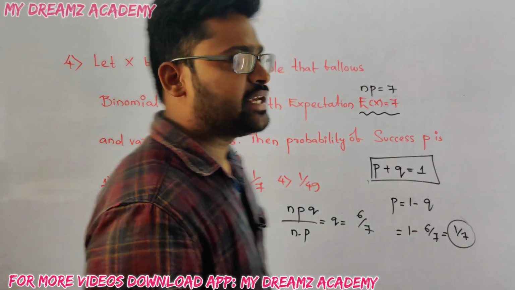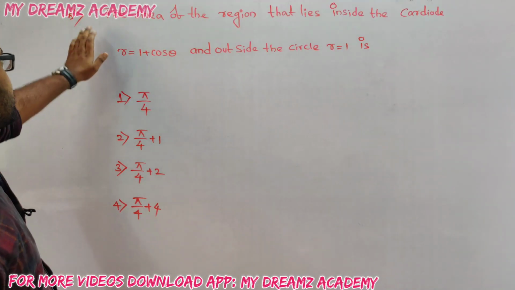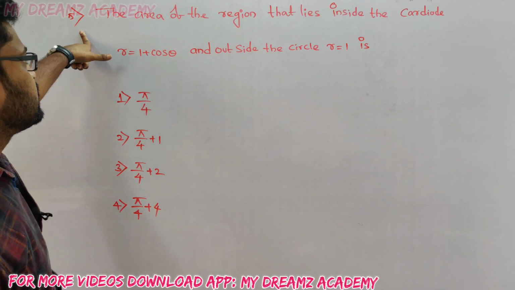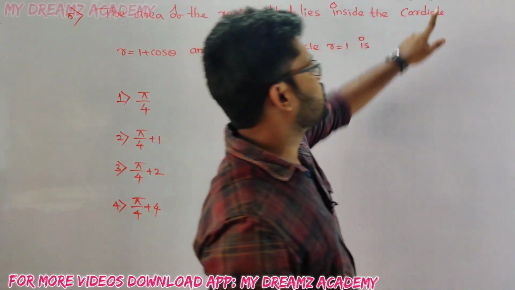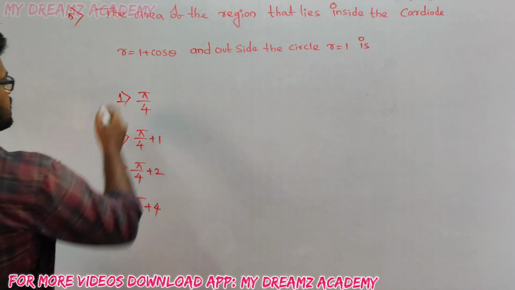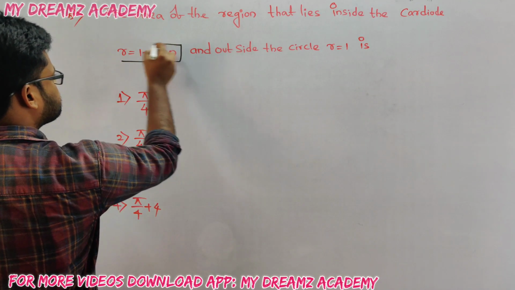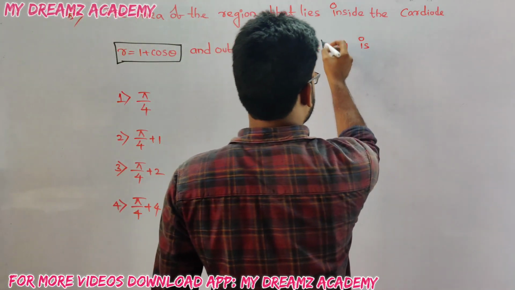Now we are going to see question number 5. Question number 5 is all about the area of the region that lies inside the cardioid, that is r is equal to 1 plus cos theta, and outside the circle, that is r is equal to 1.